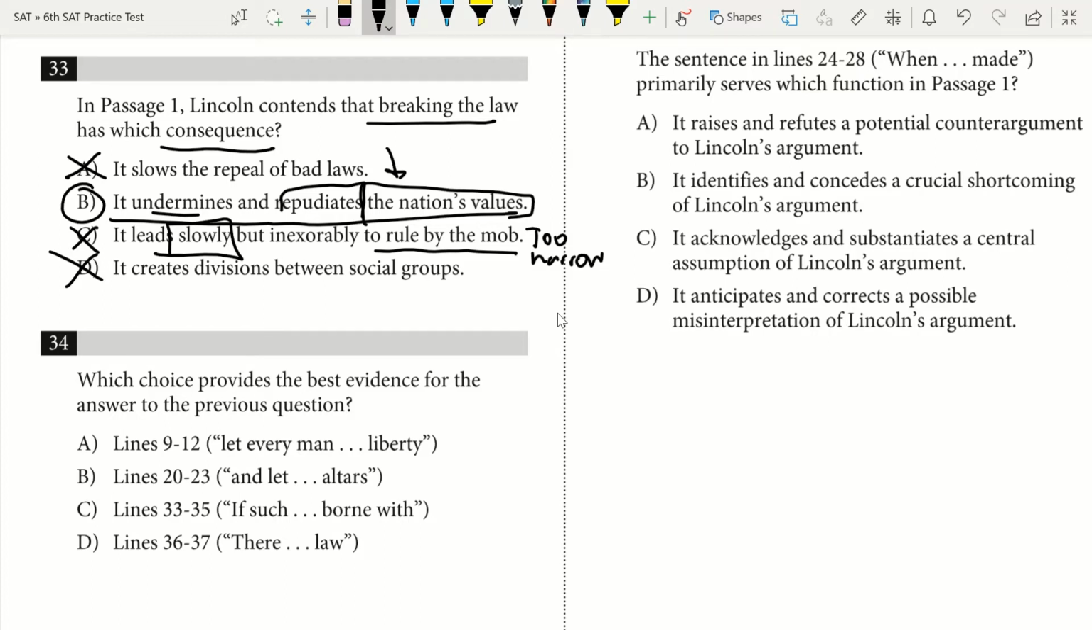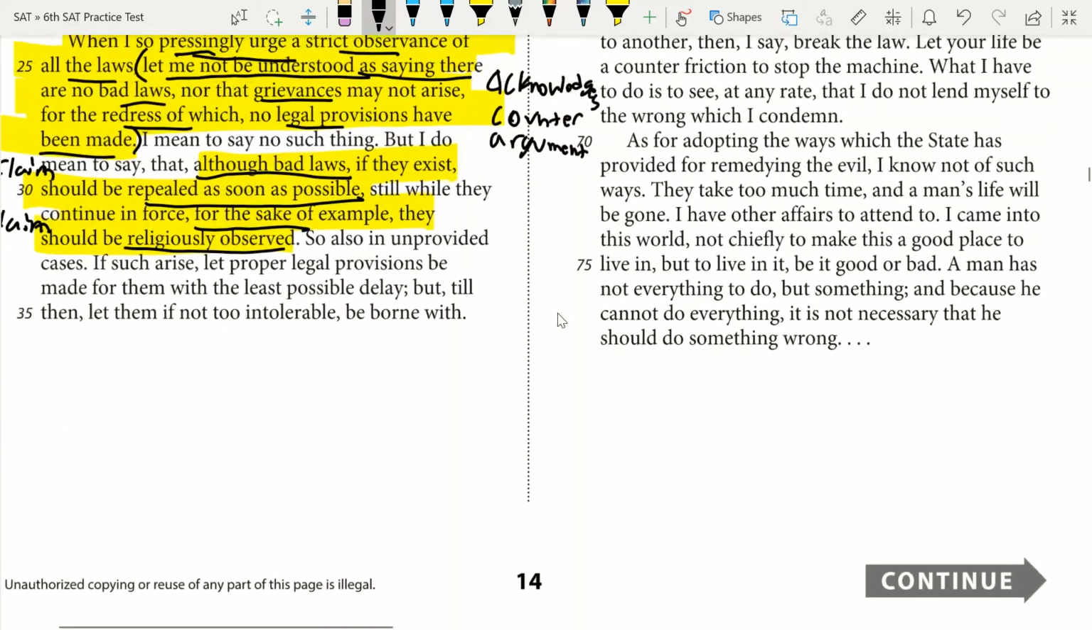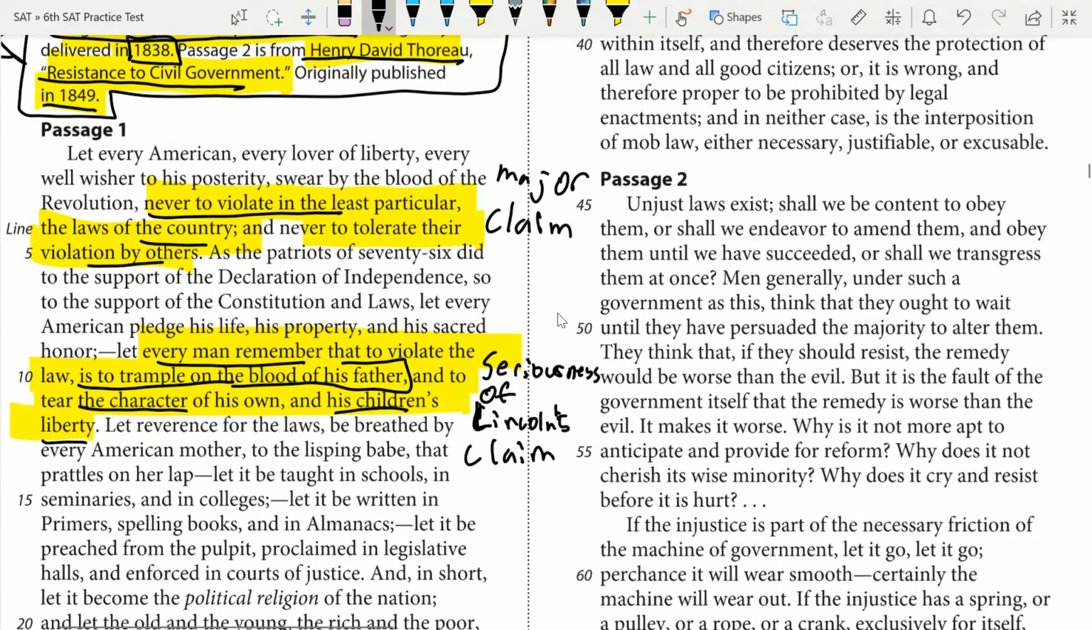As far as evidence there, that's going to be where we talk about this right here. I believe that's going to be A for 34, and it is going to be A. "Let every man through liberty." That's when we really talk about the founding fathers and trampling on your children's liberty, right? I highlighted that, showing us the seriousness of his claim.